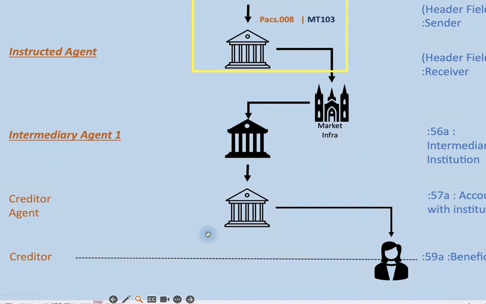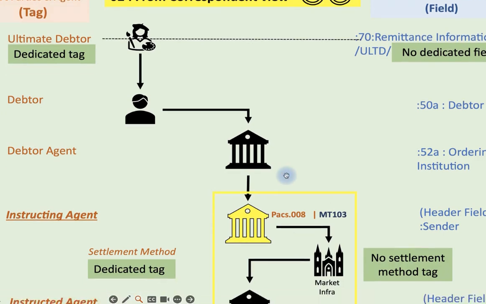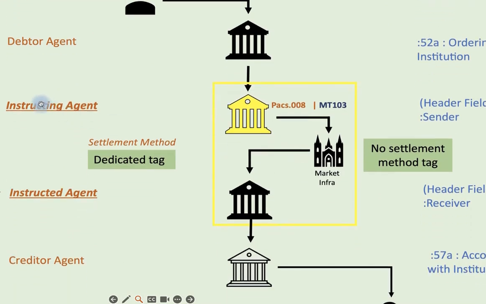Now let's see the view of the next bank. For this view, we call it the correspondent view, because in this part, the next bank after the debtor bank is sending the message either to the market infrastructure or any next bank in the chain. Here we will highlight the main thing that is changing. Again, the same part that we mentioned, instructing agent and instructed agent will change because the bank has changed. So it will be this bank who is sending it, and it will be the next bank.